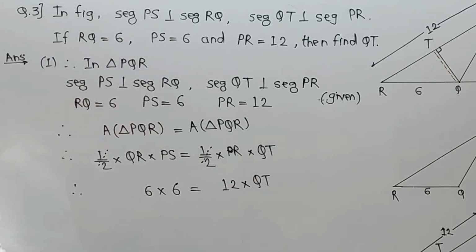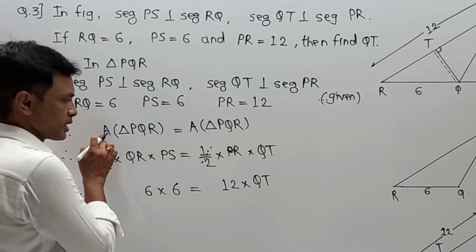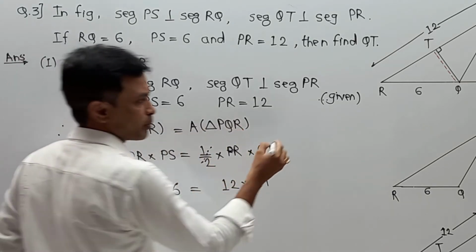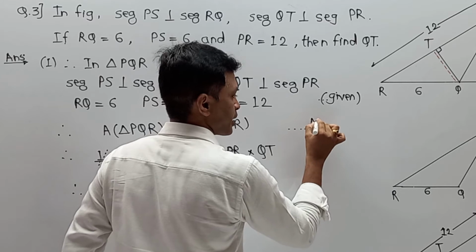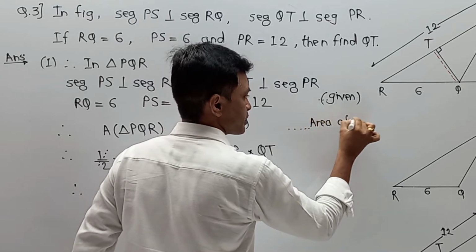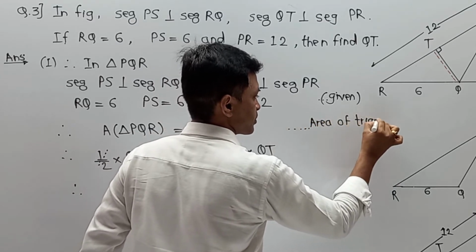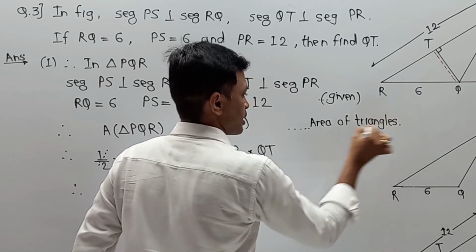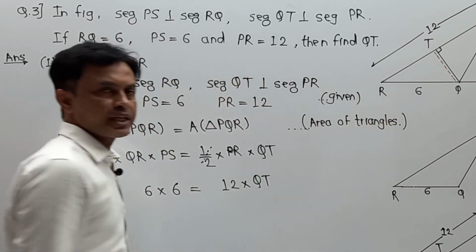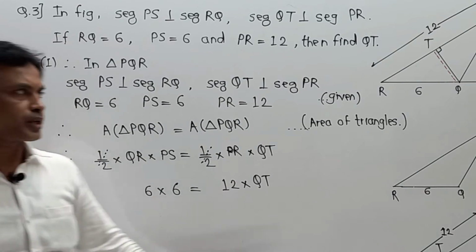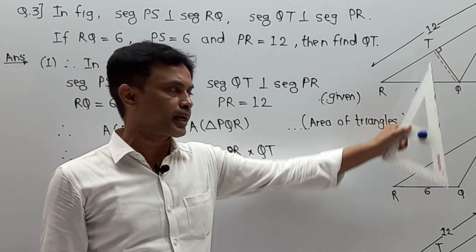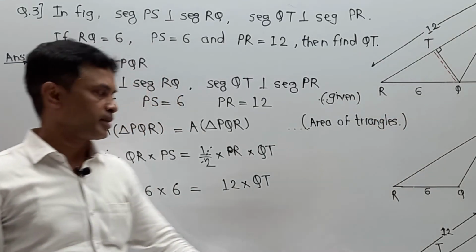And this is the mathematical presentation that you must be able to write in a proper manner. Here, the reason is area of triangle PQR is equal to area of triangle PQR. Area of triangles. Remember student, mentioning a reason is also an important part, because in that part only you are going to draw the main diagram. This is just for your help.